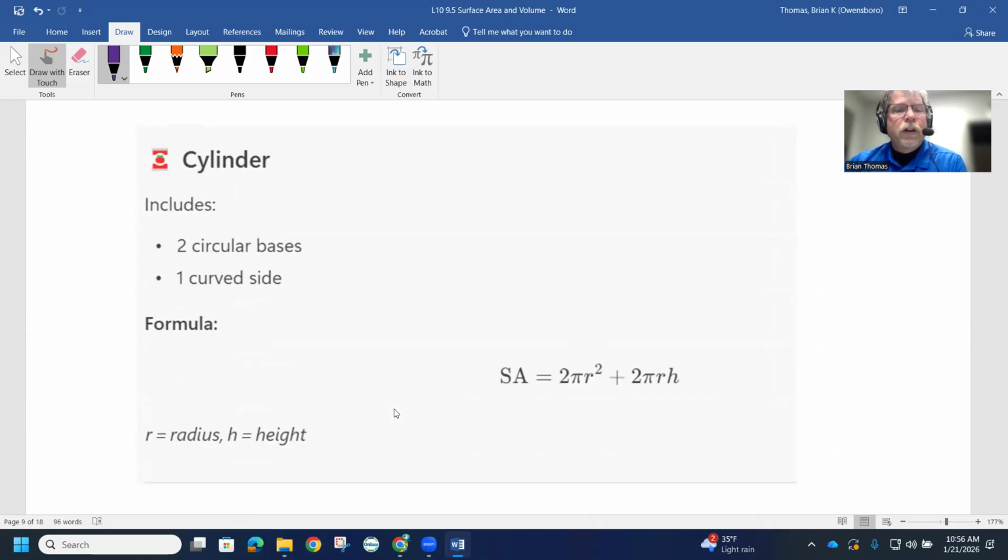To find the surface area of a cylinder, remember there's a top and a bottom, those circular bases, and then that curved side. So there are actually 3 different things we have to do. 2 times pi r squared will find the area of the top and the bottom, and then 2 pi r times h calculates the area of the wraparound piece. Remember, the wraparound piece actually turns into a rectangle, and its area is 2 pi r times the height. Remember, 2 pi r is the circumference, and then times the height.